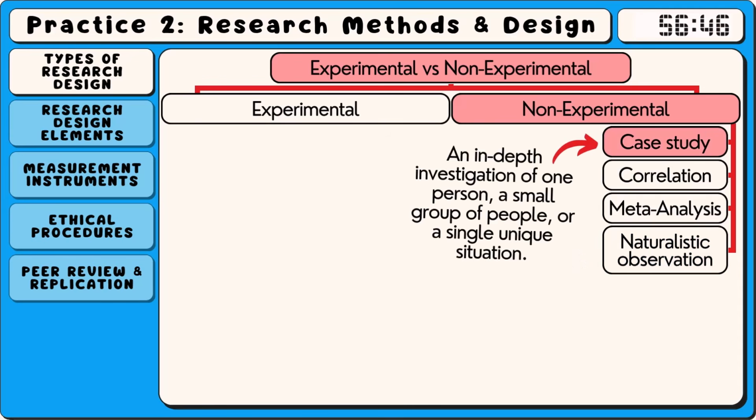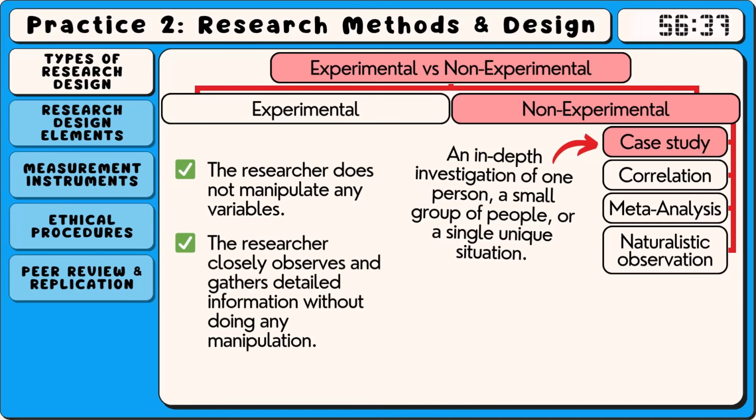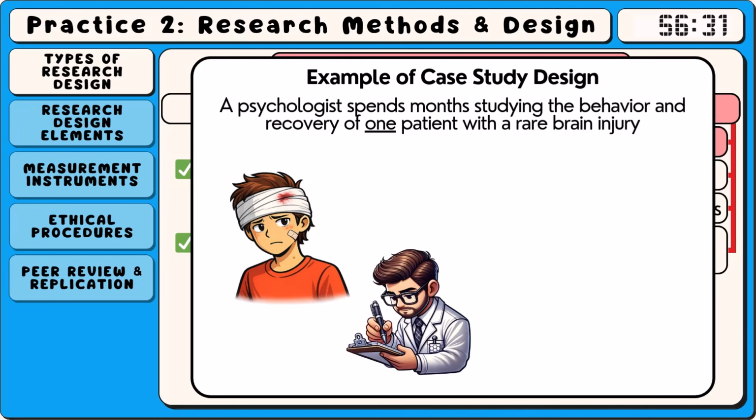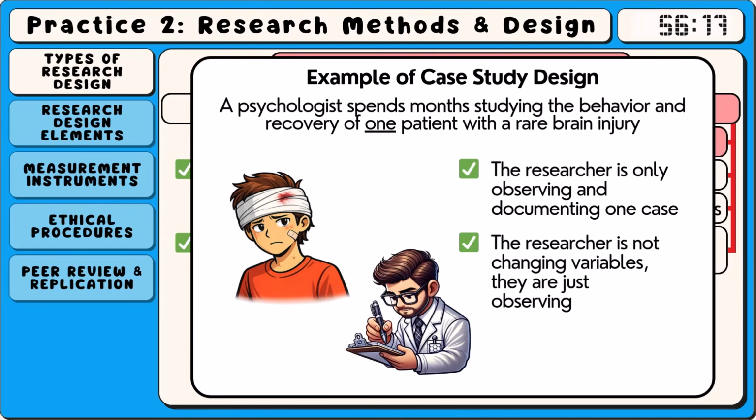A case study is an in-depth investigation of one person, a small group of people, or a single unique situation. The researcher does not manipulate any variables. Instead, they closely observe and gather detailed information without doing any manipulation. For example, a psychologist might spend months studying the behavior and recovery of just one patient with a rare brain injury. We can tell this is a case study because the researcher is only observing and documenting one case. And they are not changing variables, they are just observing.